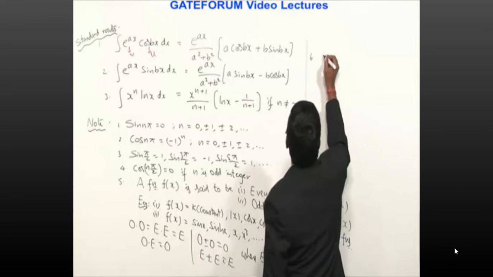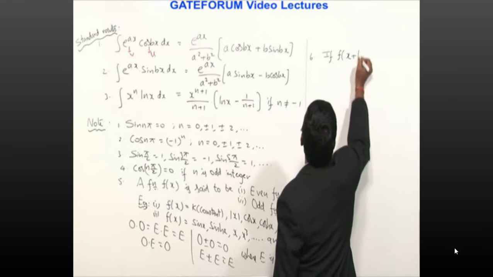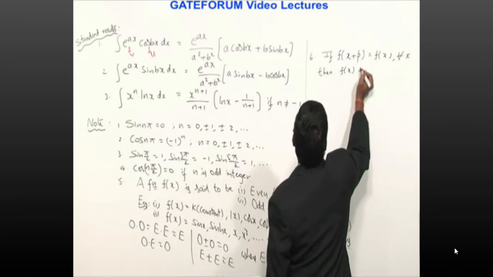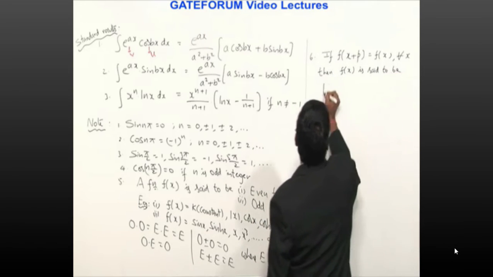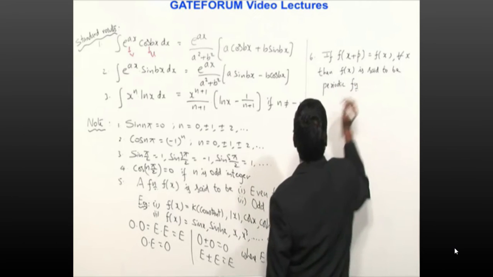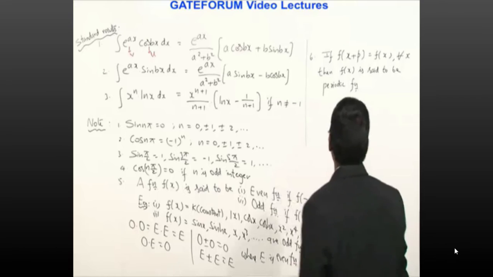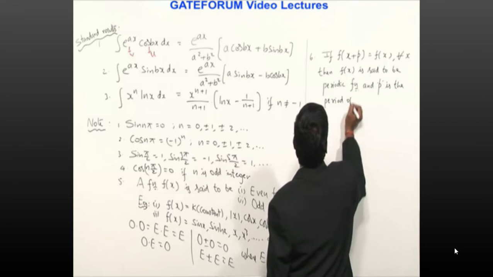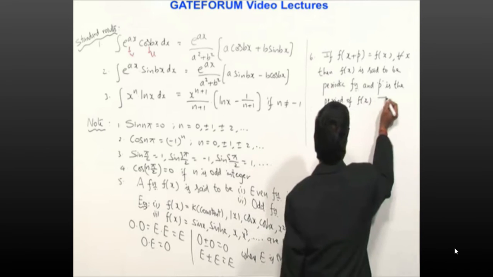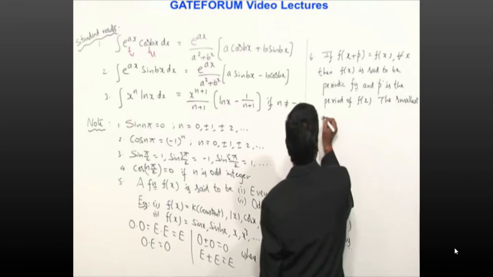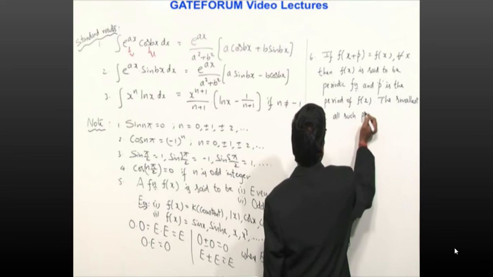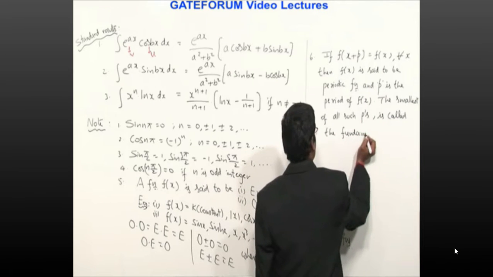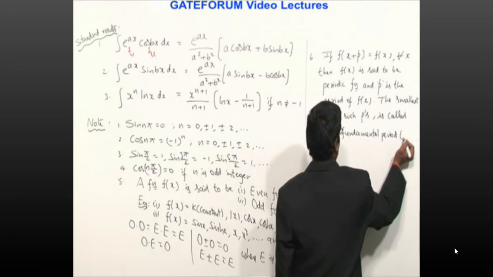And the sixth definition: if f of x plus p is equal to f of x for all x, then f of x is said to be a periodic function. Sin x and cos x are periodic functions having period 2 pi, and p is the period of f of x. The smallest of all such periods p, the first p, is called the fundamental period, if it exists.